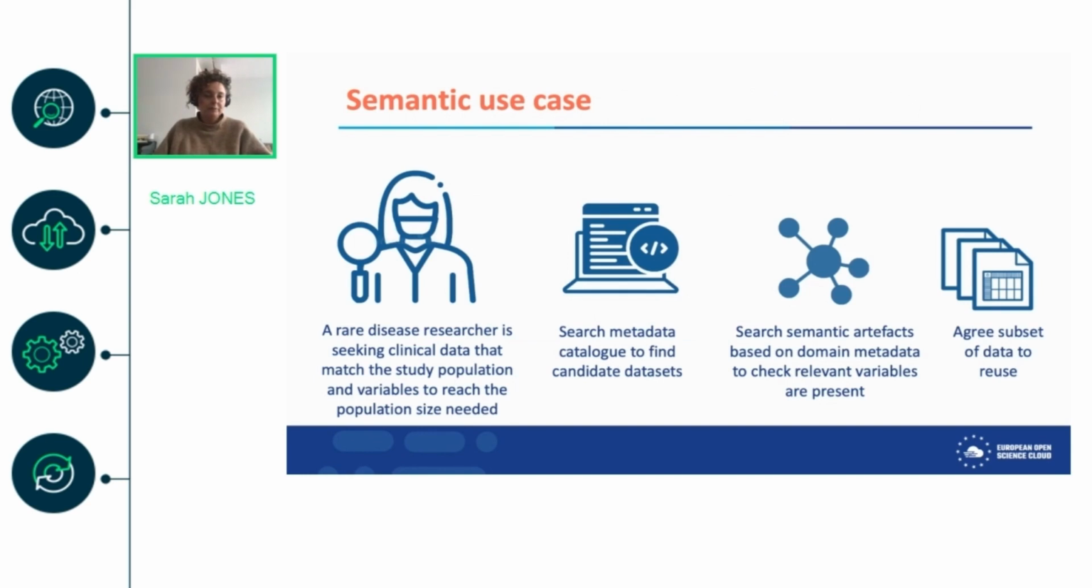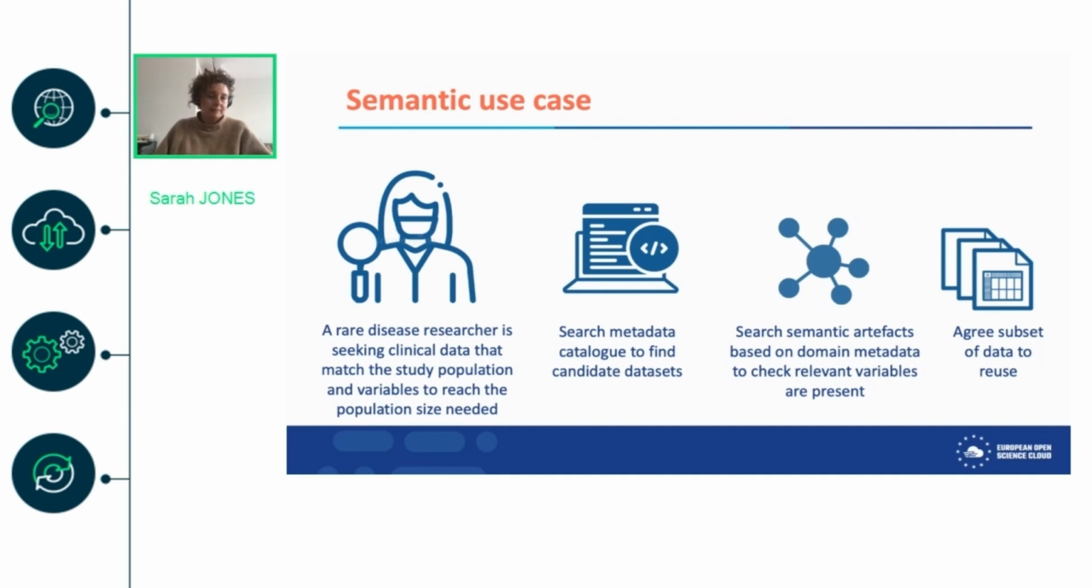Within the interoperability framework, there's a semantic use case that's presented, and I just wanted to provide that to you here. So a rare disease researcher, for example, is seeking clinical data, and they want to ensure that that data matches the current study population and the variables that are being interrogated. What they're trying to do is reach a population size that's needed, so increasing the size of the cohort.